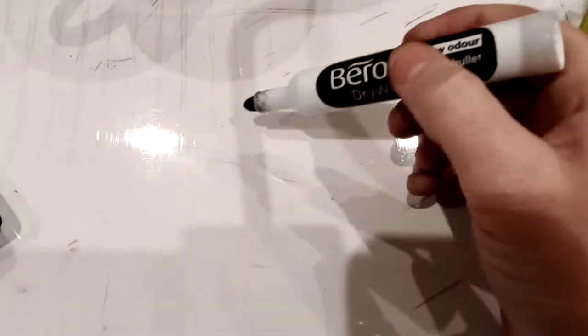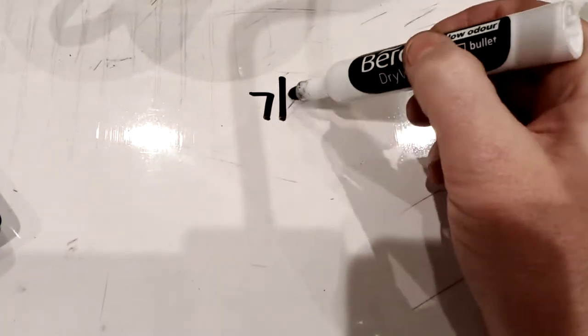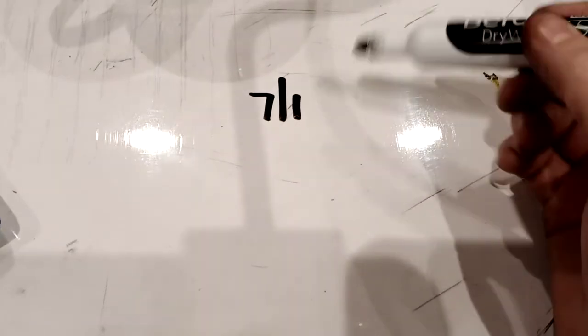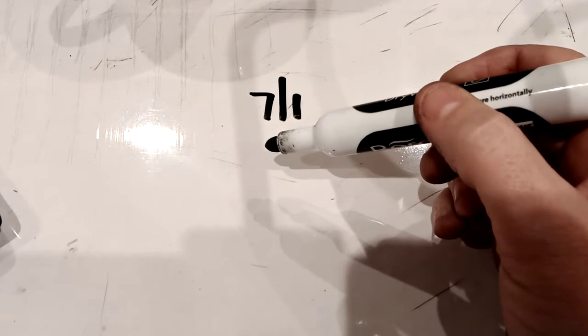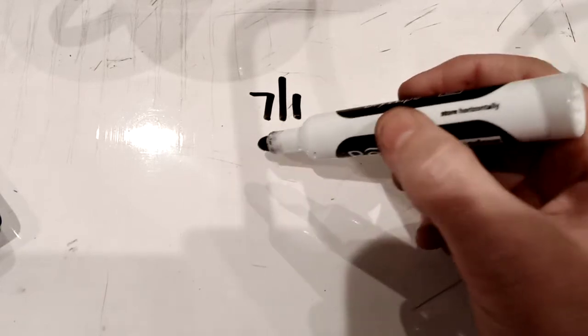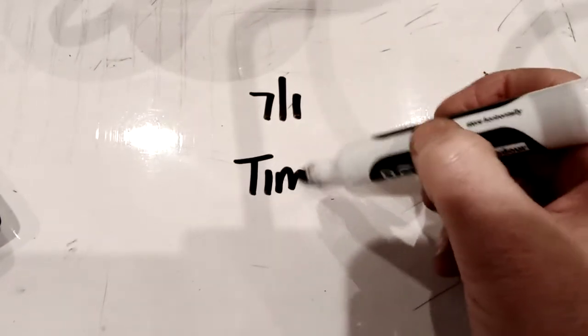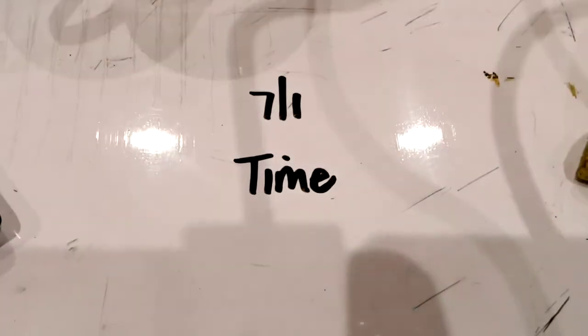Year 3. Today's lesson we're going to be looking at time. It's Thursday the 7th of January and I'm going to be recapping o'clock, half past, quarter past and quarter to. Okay, so we're looking at time and just the minute hand today.